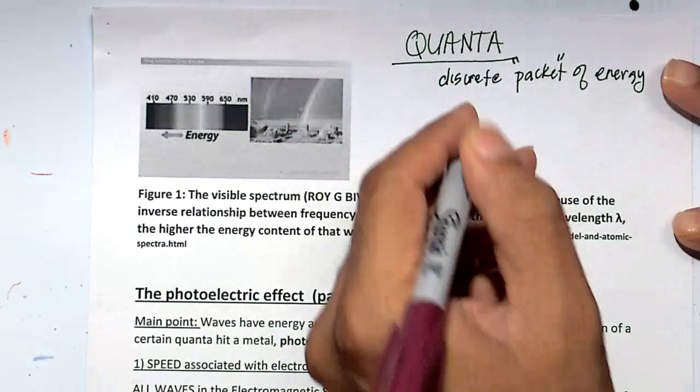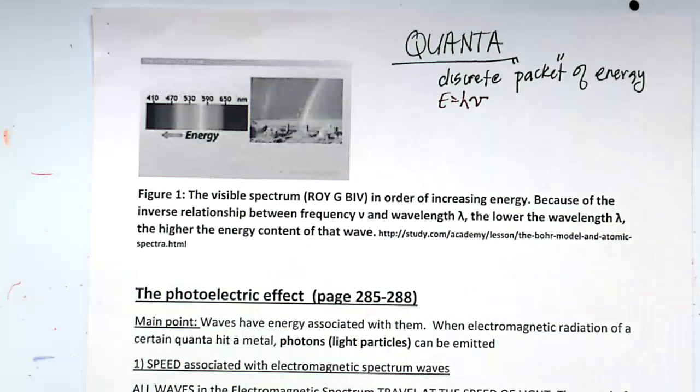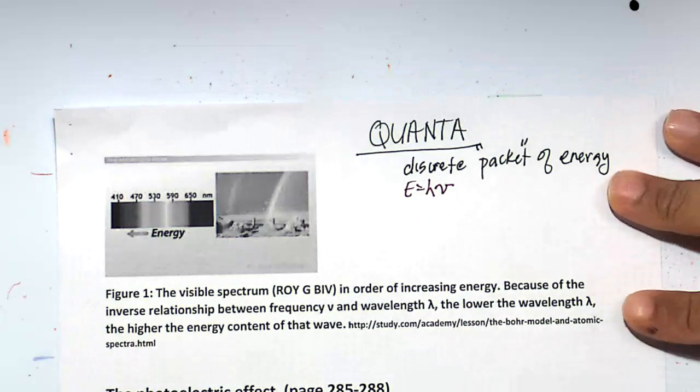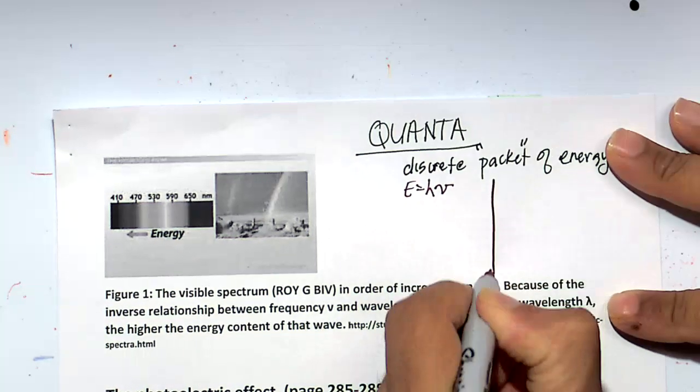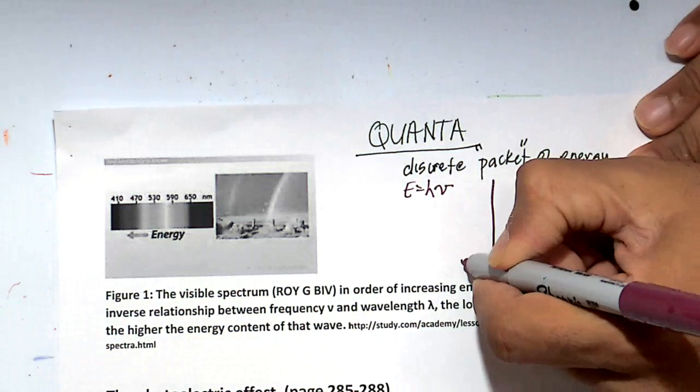And of course, that energy is in the form of E equals hv, Planck's constant times the frequency. So that's what I want you to recognize when we're talking about this concept of a quanta. More is not the best. All of these atoms have energy levels, and to take an electron from energy level 1 to energy level 2 requires a specific quanta. Let's talk about this a little bit more. So let's say we're talking about the atom here. And on the y-axis we have energy.